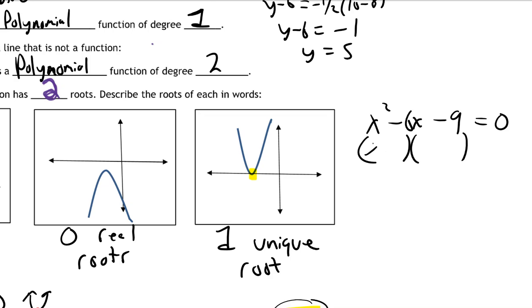you did this with factoring, you get 3 and 3, so it's only going to hit the x-axis one time, and that would be at 3. It's just that it happens to repeat twice, but there's only one unique one.